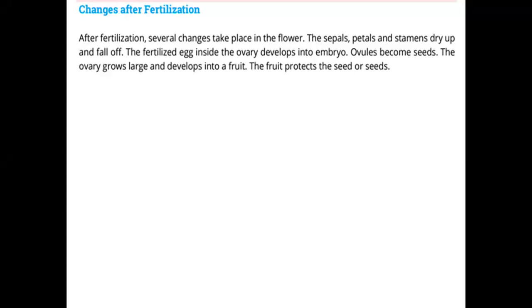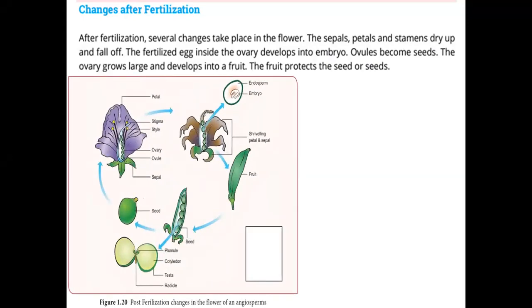So there are some changes after fertilization that we will see here. We have studied different parts: sepals, petals, and stamens. So what happens after fertilization? These dry up and fall off. This beautiful flower just changes into another form, which is also very useful. The fertilized egg inside the ovary develops into an embryo, the ovules become seeds, and the ovary grows large and develops into fruit.